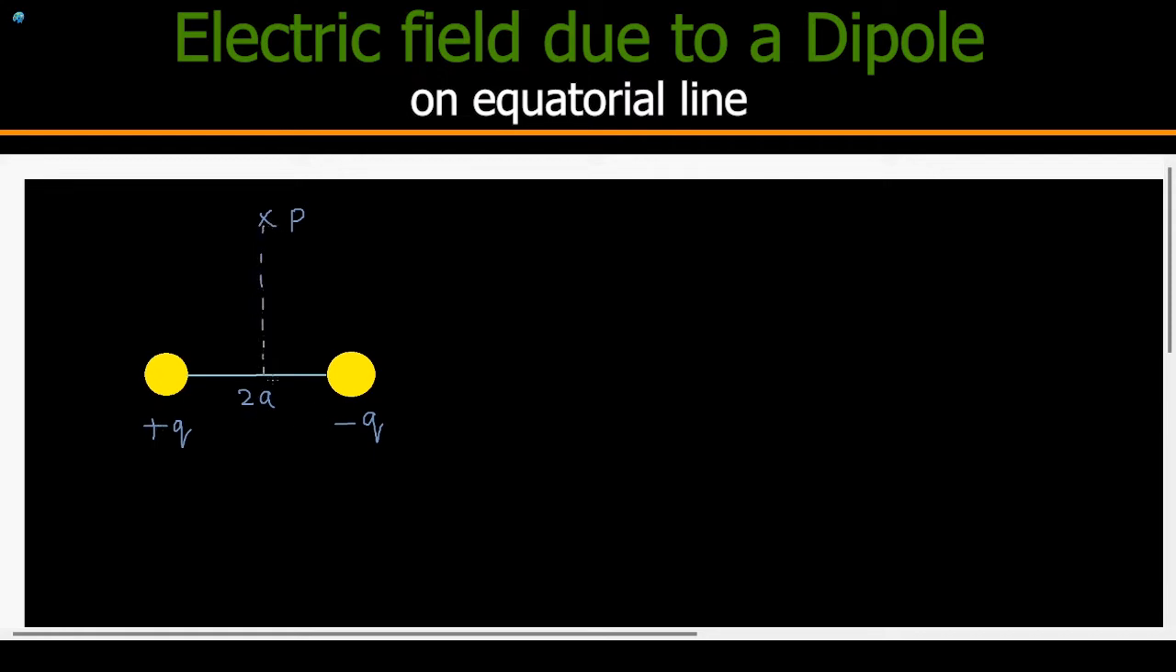Let the distance from the center of the dipole to P be r. We know that the electric field follows the superposition principle. So the total electric field at P, E, will be equal to the electric field due to the plus Q charge plus the electric field due to the minus Q charge. So first we need to calculate the electric field due to the plus Q charge, then we need to add the electric field due to the minus Q charge.